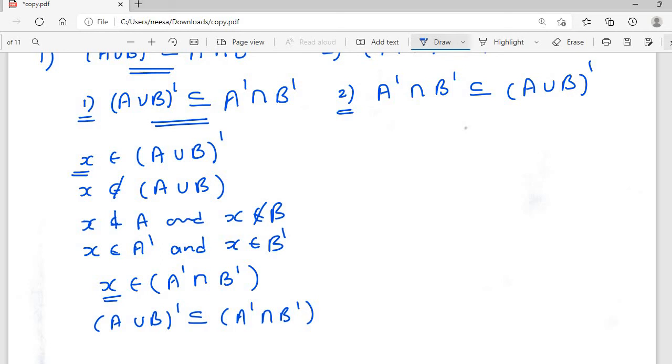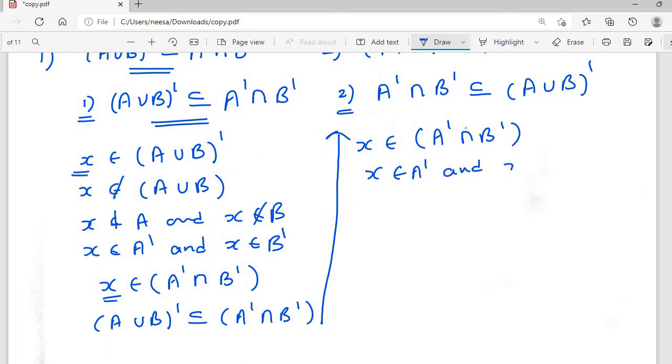Now we need to prove step number 2, which we can do in a completely reverse manner: what we proved top to bottom here, we can start from the last statement and go back, and then we will be able to prove the second statement. Let us assume that X is an element belonging to A complement intersection B complement, the left hand side of this. Which means X belongs to A complement and X also belongs to B complement. Now, if X belongs to A complement, then X does not belong to A, and X also does not belong to B.